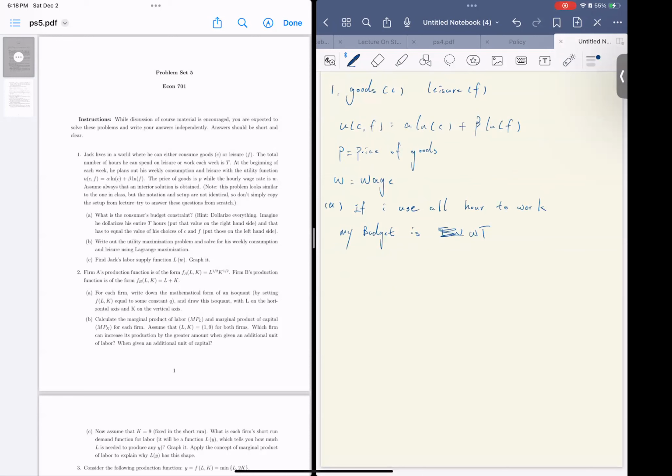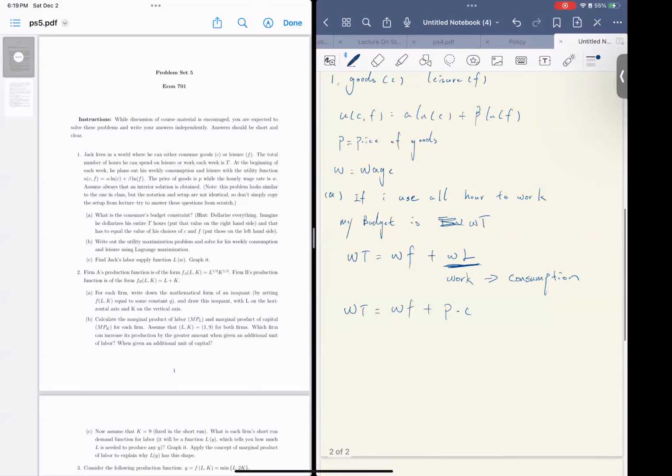And what can I do with my time? I can either have leisure or I can have labor. So wage of T is equal to wage of leisure plus wage of labor. And whatever I work, I can use for consumption. Therefore, my budget is W F plus price times C. Okay, so that's A. Any question? No?